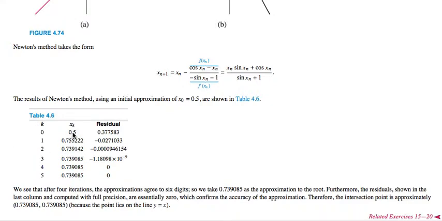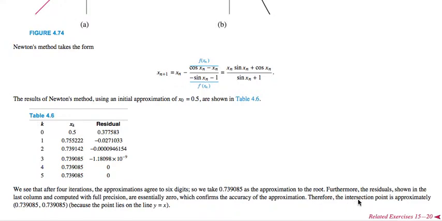So they plug in 0.5, and the first iteration kicks out 0.755222. By the second iteration, we have 0.739142, and the third, fourth, and fifth iterations all agree to 6 decimal places. And you can see the book is calculating residuals here as well, the second method to determine when to stop. So then, after 4 iterations, the approximations agree to 6 digits. So 0.739085 is a good approximation of the root.